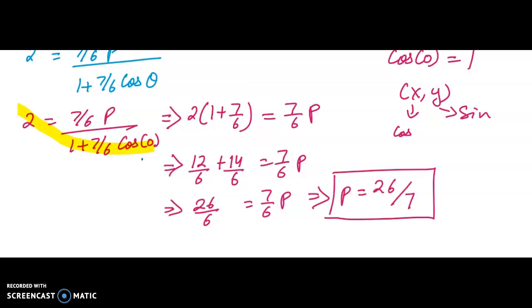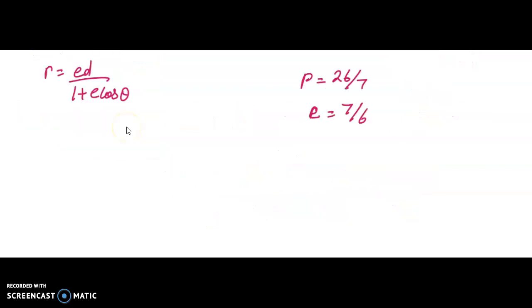Now we will put everything back in the equation that we started. So we have p, we have e. Let's put it back in our polar equation. So r is 7/6 times 26/7, and be careful, they are fractions, over 1 plus 7/6 cos theta. Multiplying the numerator together and the denominator together, that's what we are looking for. If I simplify this whole entire mess, what am I supposed to get right here?